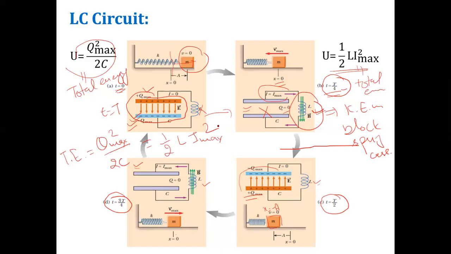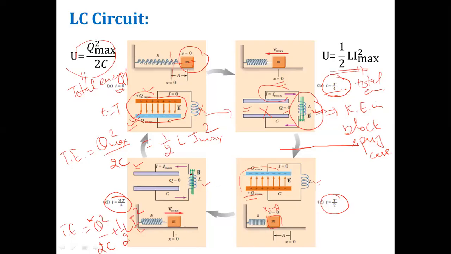At any other point apart from these two extremes, your energy will be the sum of both terms: the term due to energy storage in the capacitor and the term due to energy in the inductor. So at any point, your energy will be equal to Q squared over 2C plus 1 by 2 L I squared, where Q is the charge on the capacitor at that point of time and I is the current flowing in the circuit.